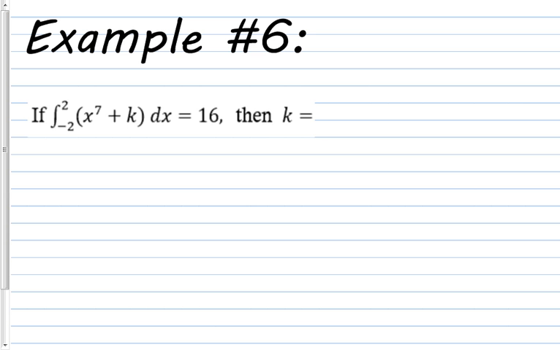Example 6. Okay, so sometimes they'll throw this at you. You have an integral, but it's incomplete. And you have to figure out what that k could possibly be in order for the integral to equal 16. So you're going to just treat it like normal. Keep in mind that that is a constant. It is a number. That k represents a constant. So it's like if it were a 3 or a 4.